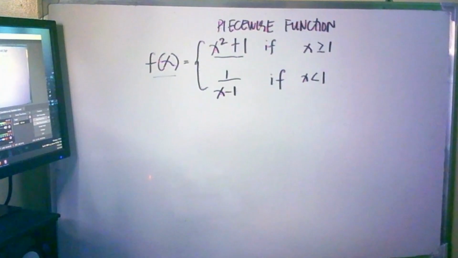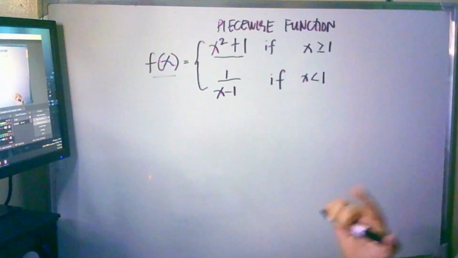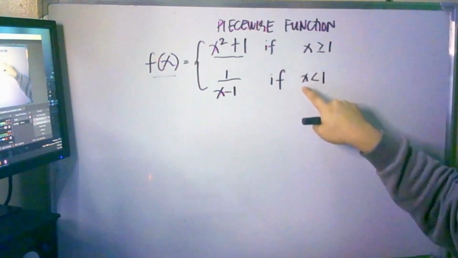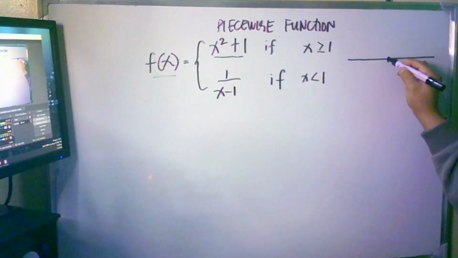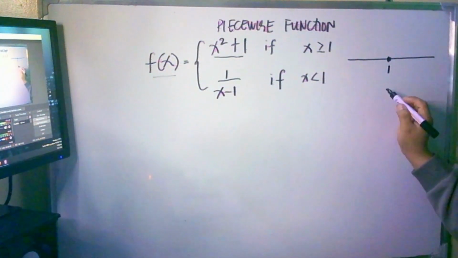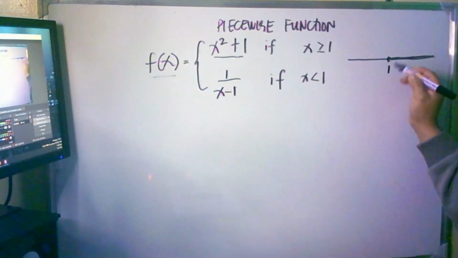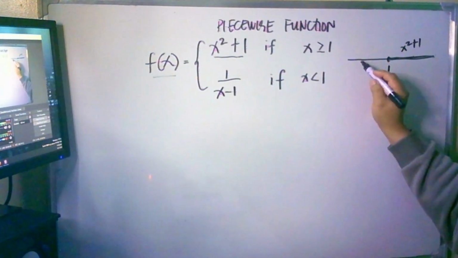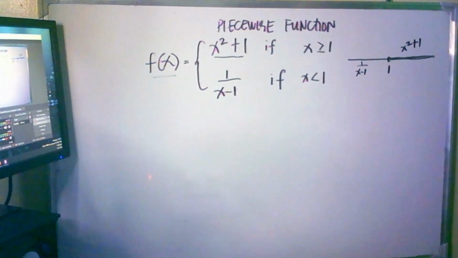So basically, the first step to evaluate this function is to look where the input is located. In terms of a number line, yung pagkakahati kasi is at x equal to 1. So if x is greater than or equal to 1, we're going to make use of x squared plus 1. But if it's less than 1, we're going to make use of the rational function 1 over x minus 1. That is an example of a piecewise function.